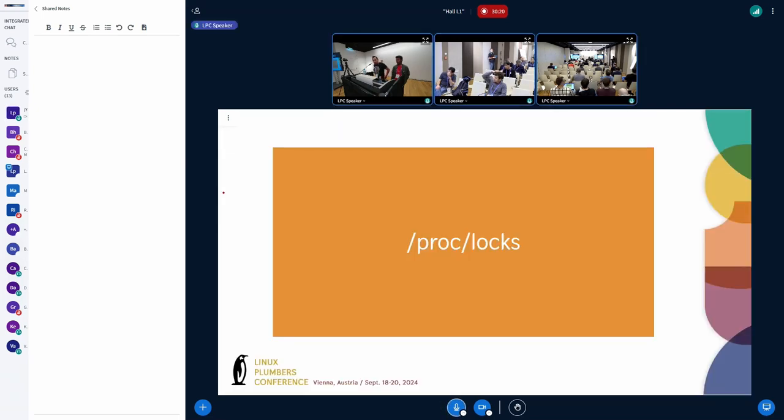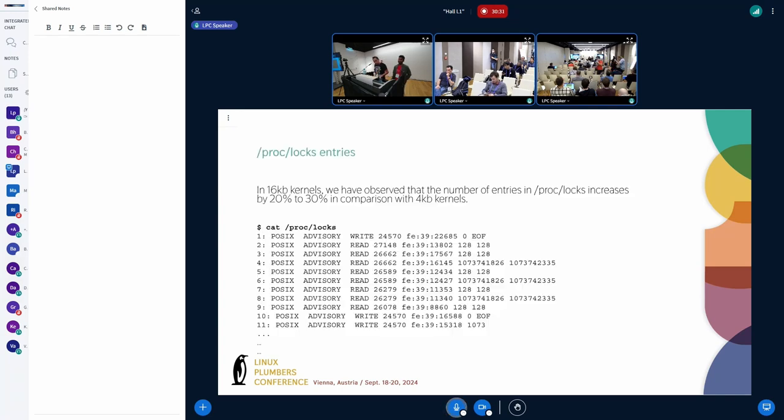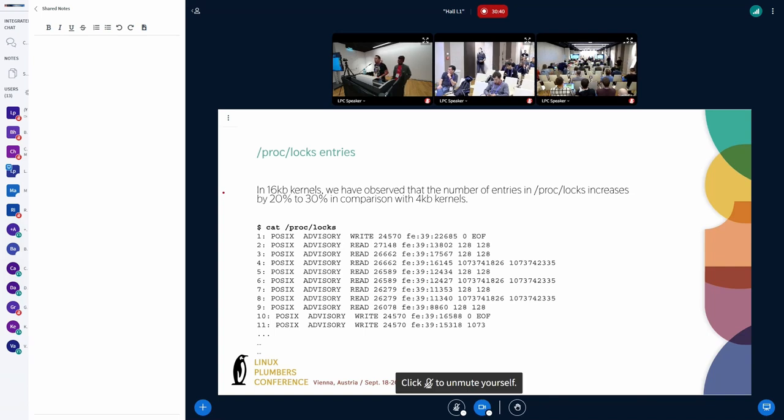Another of the issues that we have is with the prod locks. So it turns out that when we boot the device with 16 KPI sizes, the number of prod locks increased by 20 to 30%. And we don't know exactly why we need more locks with a 16 KPI size kernel. So it's something that we need to debug. If somebody has an idea why this might be happening, why we require more locks, we will appreciate it.